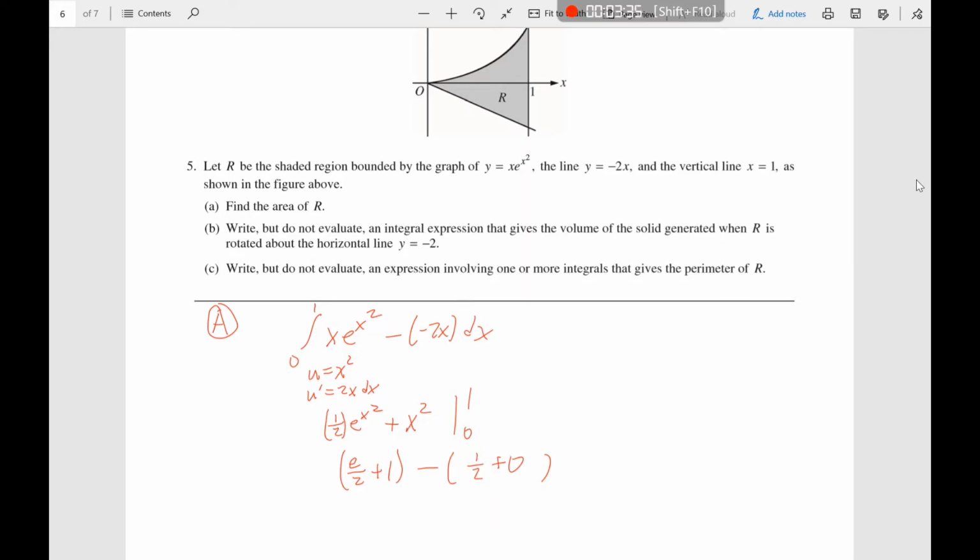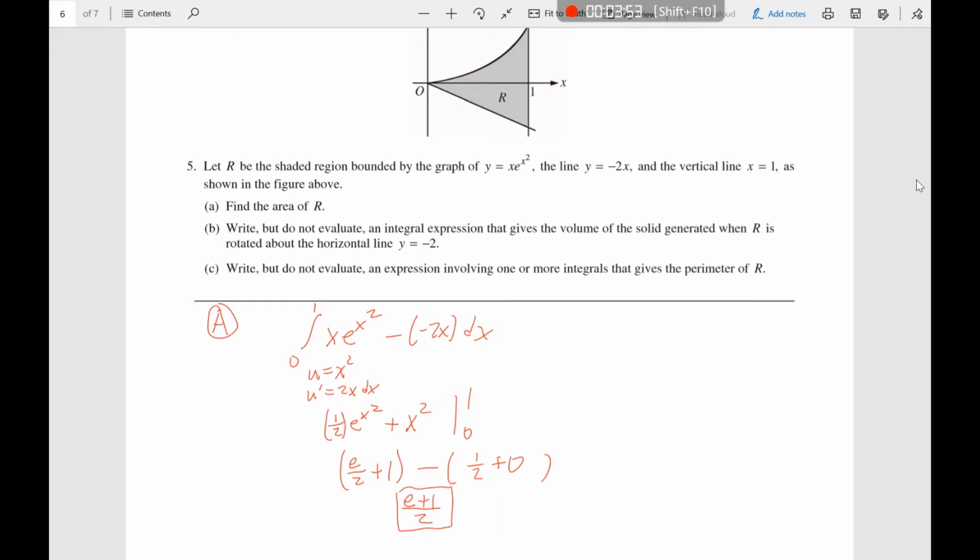So if I combine all of this, this is e over 2 plus 2 over 2 minus 1 over 2, which is e over 2 plus 1 over 2, which is e plus 1 over 2. Okay, and that's part A.